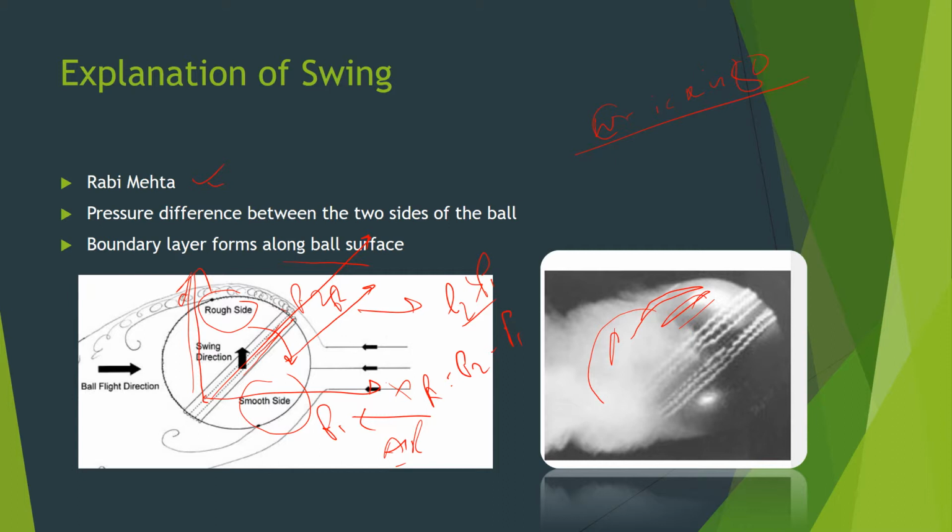Normally it entirely depends upon the seam direction. Before knowing the science behind in-swing and out-swing, it was quite familiar to the ancient bowlers like WG Grace and others how to use the flight of the ball, and how to in-swing and how to out-swing.